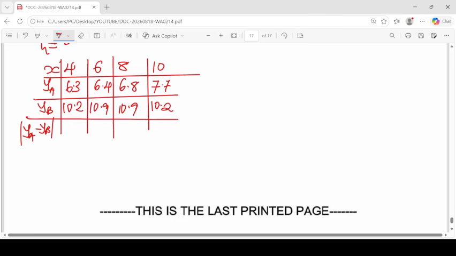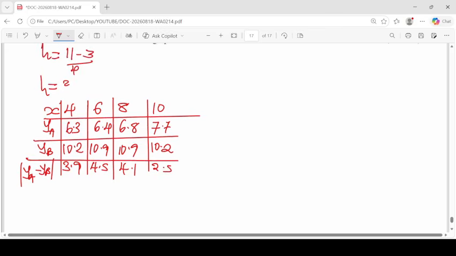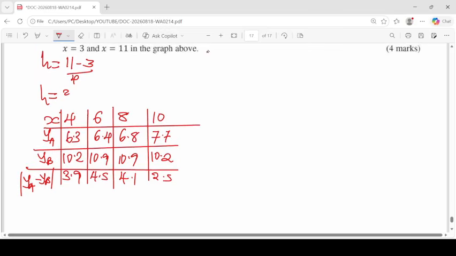So 6.3 minus 10.2, this is 3.9. We just pick the absolute value. 6.4 minus 10.9, this is 4.5. 6.8 minus 10.9, this is 4.1. Then 7.7 minus 10.2, this is 2.5. Then now, after we have our table, we are now going to compute our area, dear learners.